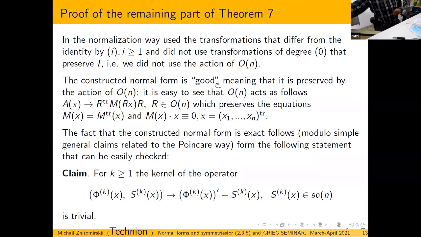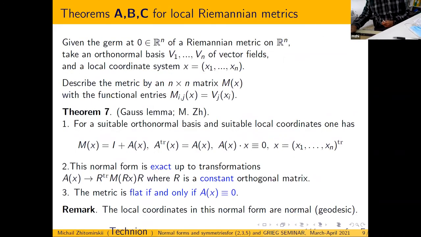And the constructed normal form is good, meaning that GR in the product is good. What I mean by good, a priori, is that this normal form that we obtain is invariant with respect to this transformation. So if we apply a constant orthogonal matrix to a matrix M of X, here is a misprint, it must be A of X B. If we do it and A satisfies these conditions, then after transformations it's also symmetric, and this condition also holds.